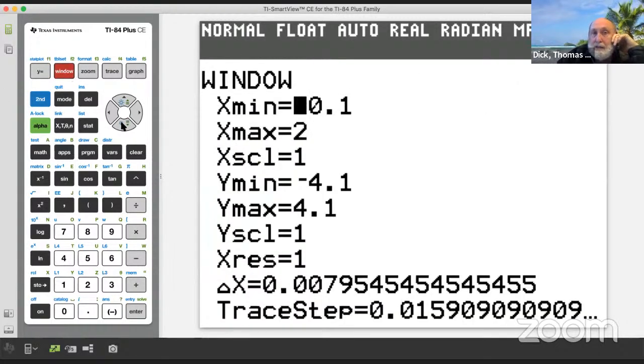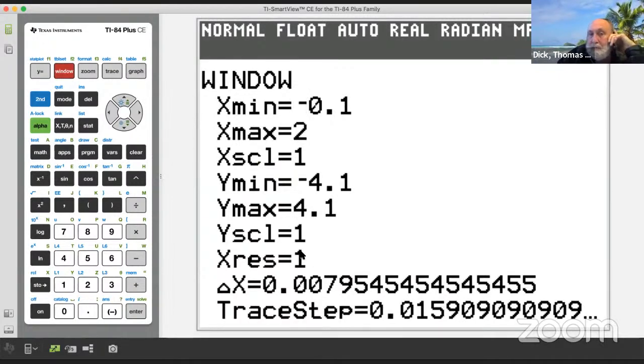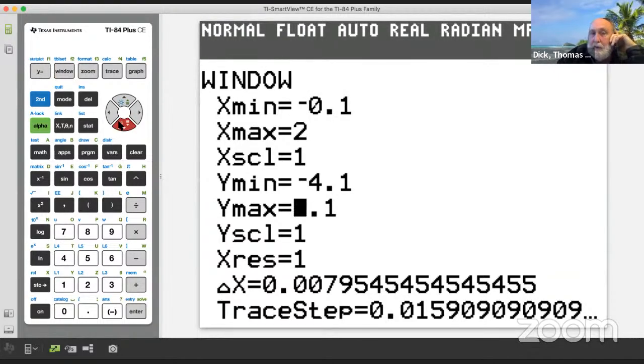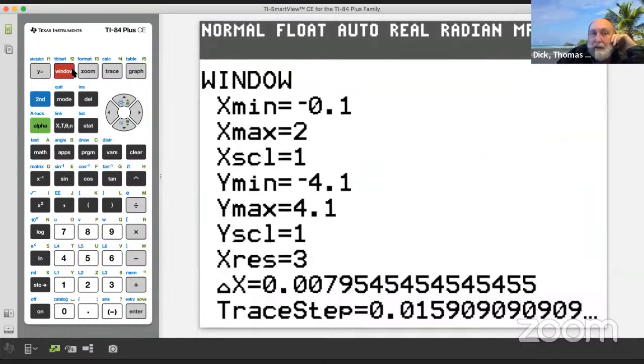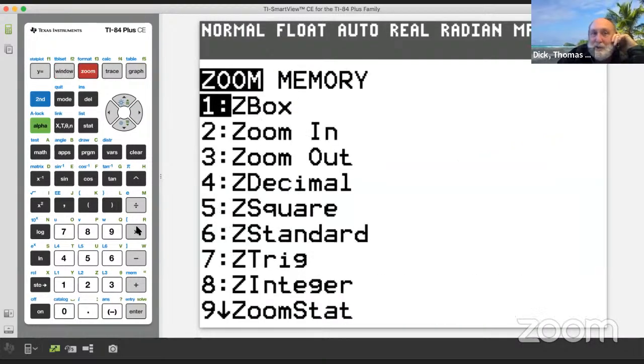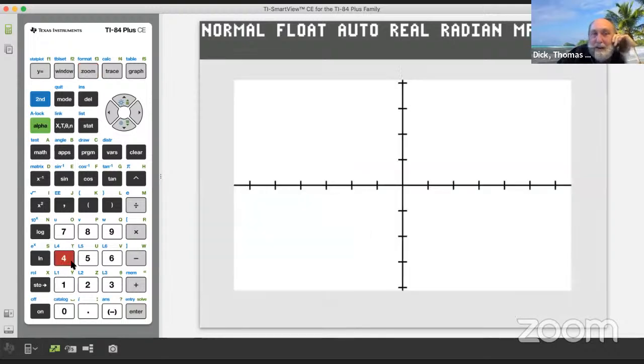If we go to the window settings, there's one that's seldom played with, that XRes down here. If you make that greater than 1, let's say you set that to 3, it's going to plot every third pixel instead of every single pixel across the screen. So it's going to go 3 times faster, and it'll connect the dots, so you'll still get this nice connected graph. Let's see how fast this graphs. Oh, I should have set my window back to what it was before. Let's do a zoom decimal here.